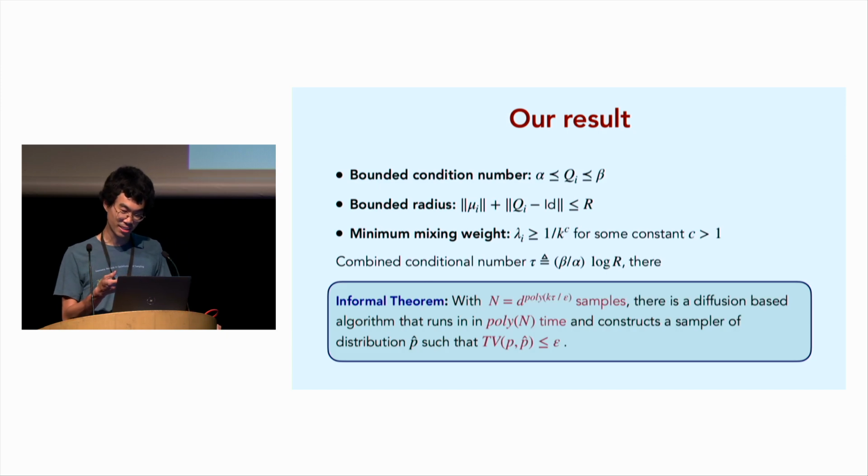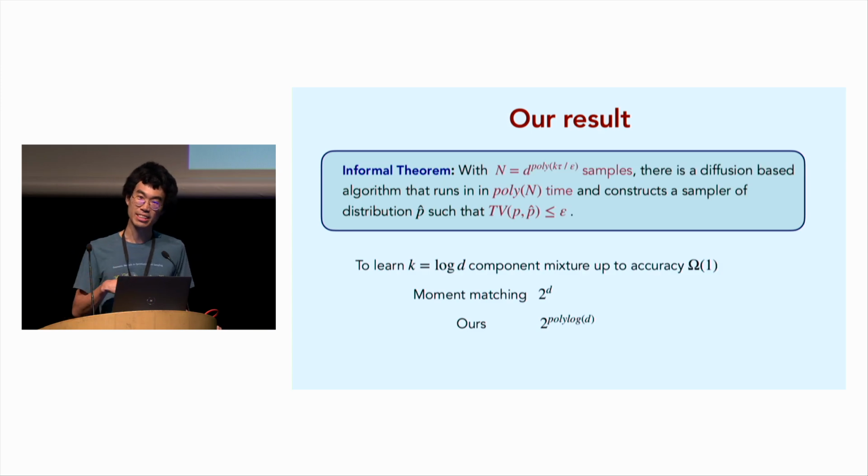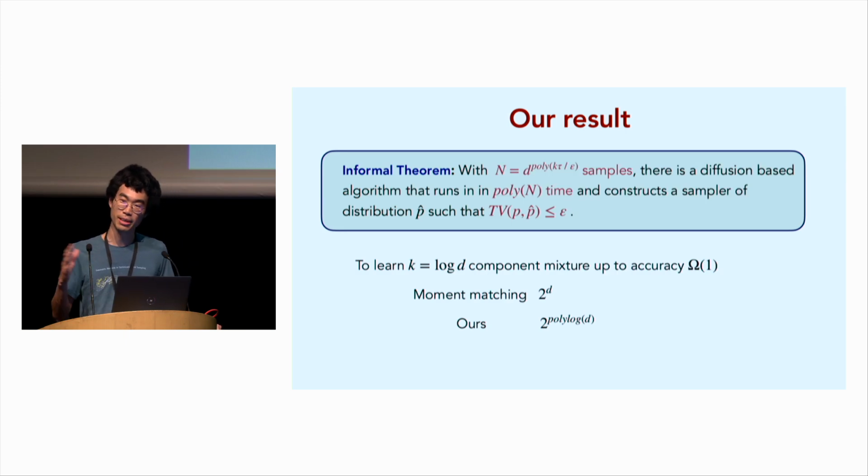In particular, if these other parameters are constant, this is singly rather than doubly exponential in the number of components k. And in particular, if we think about the case where k is log d, then comparing this to the previous parameter learning methods based on moment matching, those require exponential time, while this only requires quasi-polynomial time.